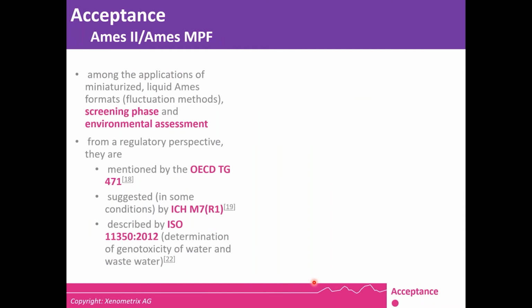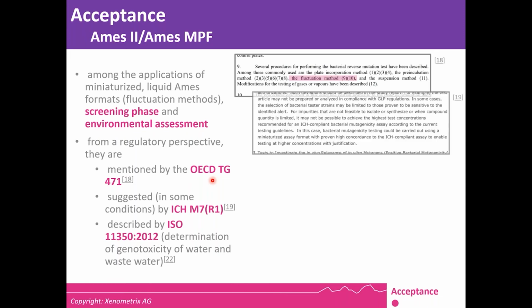What is the acceptance of the Ames 2 and Ames MPF, since we've seen that the Ames test is accepted pretty broadly? One should say probably that the Ames MPF normally is used for the screening phase and for environmental assessment. So having a look at some documents from the regulatory agencies, one should say that the Ames MPF, or the fluctuation method, is mentioned in the OECD guideline 471, and it's actually suggested by the ICH M7R1 in some conditions. For example, for impurities that are not feasible to isolate or synthesize, or when compound is in limited quantities. In this case, the bacterial mutagenicity testing, so the Ames test, can be carried out using a miniaturized assay format with proven high concordance to the ICH compliant test.